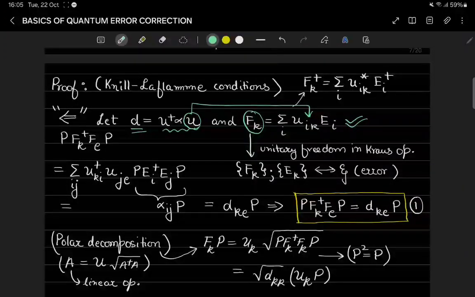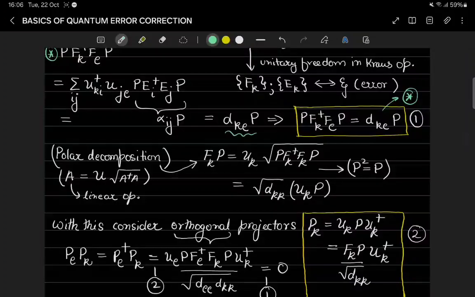Once I have Fk, I can calculate this particular quantity, that is the projector times Fk dagger, Fl, and the projector again, where P stands for the projector onto the code space. Now I can simply plug in the Fks and Fls in terms of the Kraus operators Ei and Ej, and this gives us a simplified form, that is dKl times P. So the first equation that we get is P Fk dagger Fl P equals dKl times P. This is the first equation.